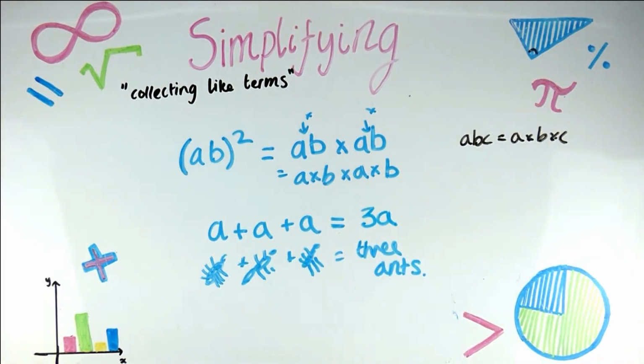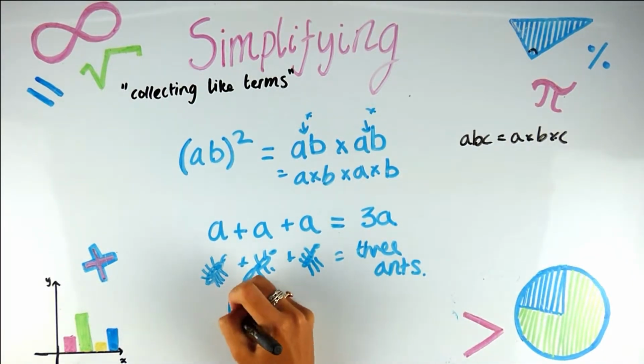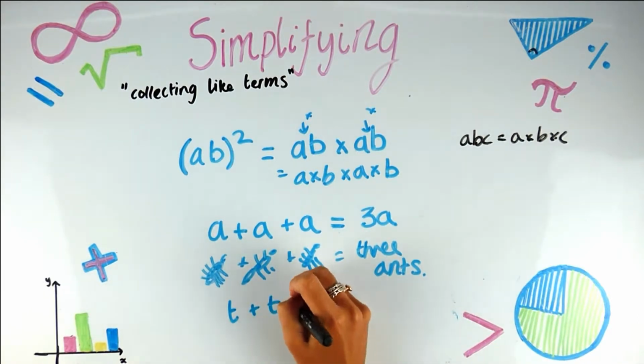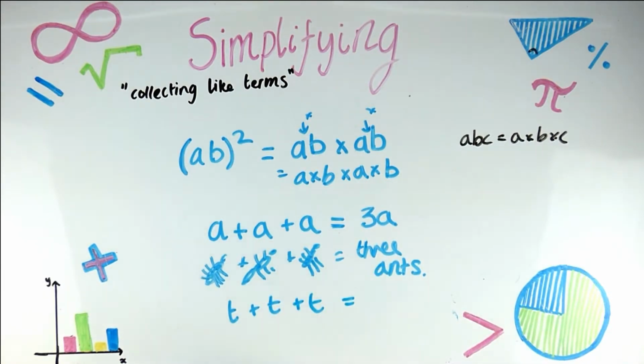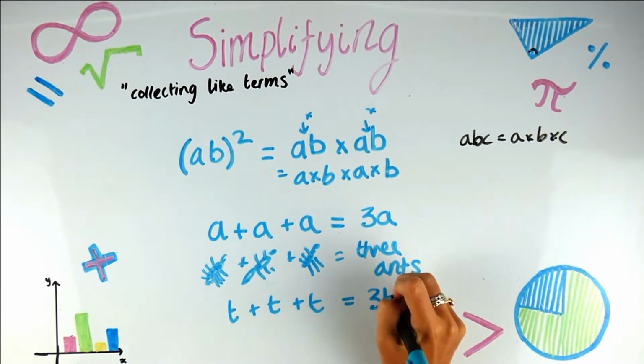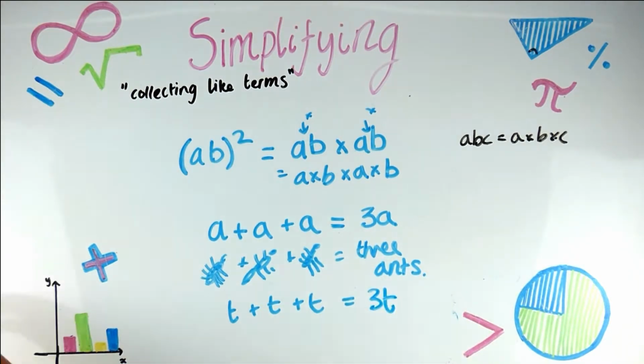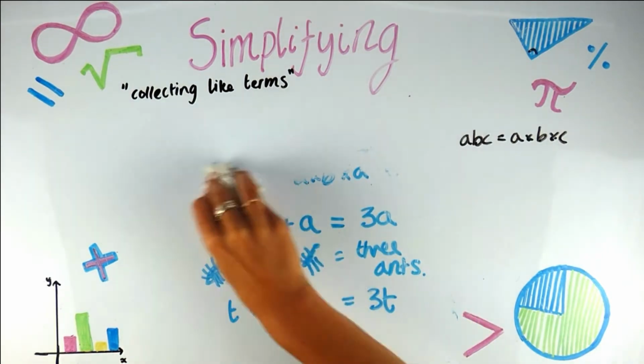So we have 3A, basically. And you can kind of think of that like, if I had T plus T plus T, try and translate it into English and think of that as, if I had a cup of tea, I had another cup of tea, I had another cup of tea, I'm going to have 3 cups of tea, so I've got 3T. Don't know if those analogies make it easier or just a bit batty.